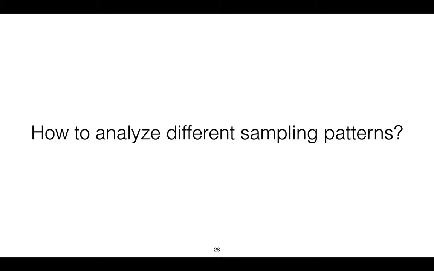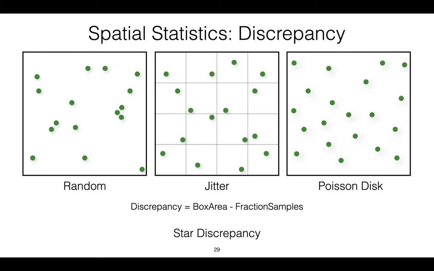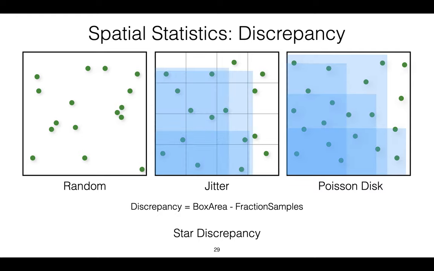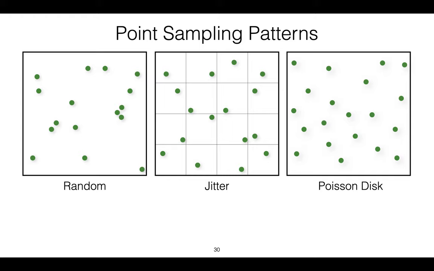All right, now the question is how we can analyze and characterize these sample correlations. One of the statistics which is well known in MCQMC literature is the star discrepancy, where the idea is that you use axis-aligned boxes where each of the boxes is centered at the origin, and we compute the corresponding discrepancy. We can also compute another spatial statistic, which is called the pair correlation function.